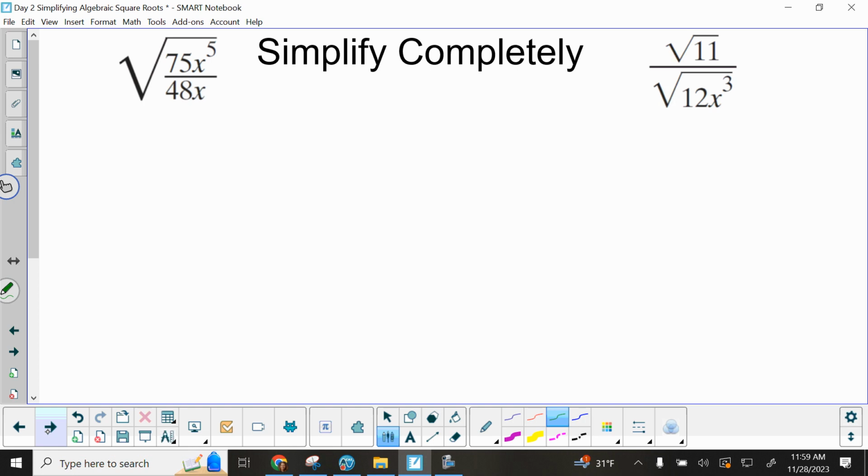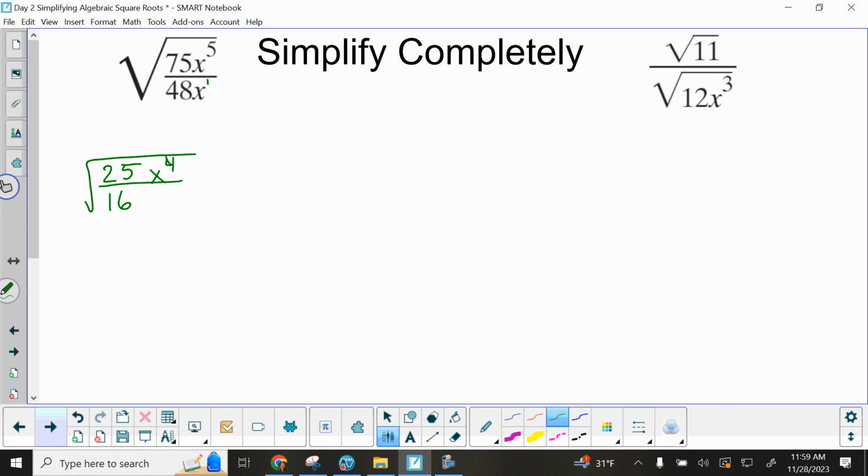All right, so we're going to try some trickier ones. So looking on the left here, I'm actually able to simplify within the radical if I can. So if I think about 75 and 48, they're both divisible by 3. So if I divide them both by 3, I get 25 over 16. And then x to the 5th over x, I can subtract those exponents and get x to the 4th.